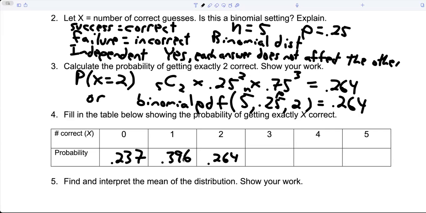Probability that they get 3 right. 0.088, and 4. 0.015. And all 5 of them correct. Go out today and buy that lottery ticket because the probability of that happening is what? 0.0009.